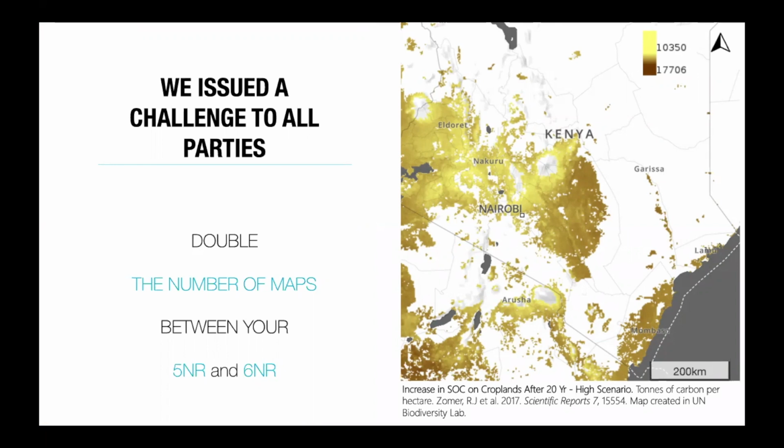So as we thought about how to work with countries to increase access and use of spatial data, UNDP and UN Environment issued a challenge to all parties. We asked them to double the number of maps between their 5th national report and their 6th national report to the Convention on Biological Diversity.